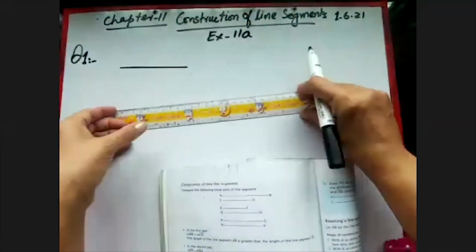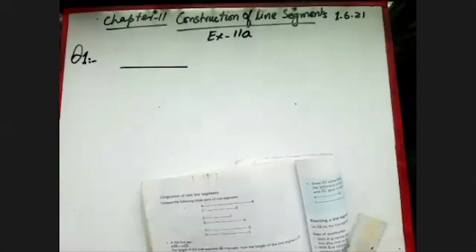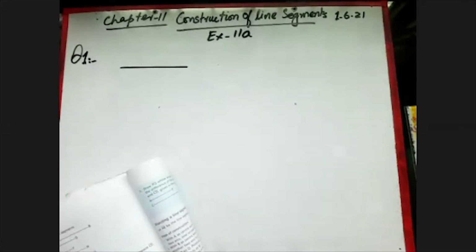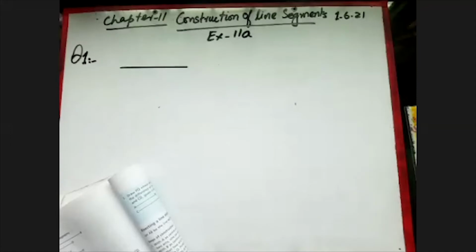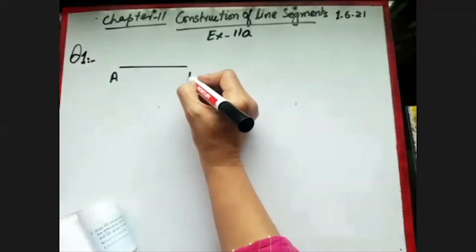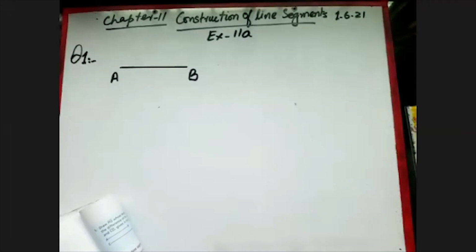So draw your straight line, and the two endpoints you will name A and B, as the question is saying, denoting the two marks on the paper. So these two marks are denoted by A and B. By A and B, draw AB and measure its length.